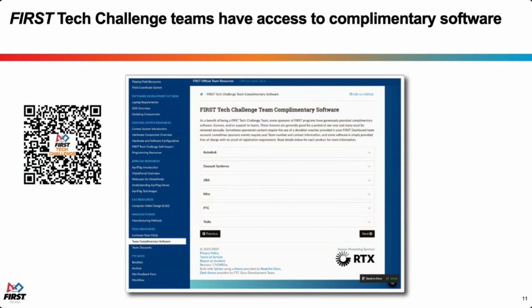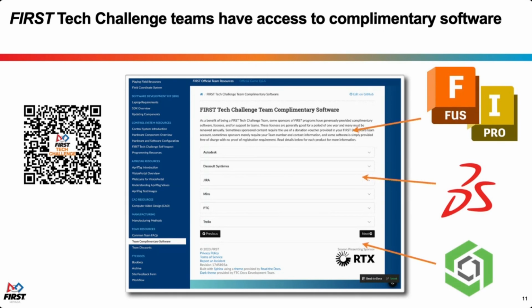Before I get to more about Onshape itself, I want to remind you, as a FIRST Tech Challenge team, you actually have access to a number of these CAD programs for free. The QR code there takes you to a website, the FTC documentation area. In there is a list of complementary software programs that are available to our FIRST Tech Challenge teams. If you look at them closely, even though it might not be obvious, things like Autodesk Fusion and Inventor are in there. SolidWorks is in there. So is Onshape. It's just listed by the overall owning company.